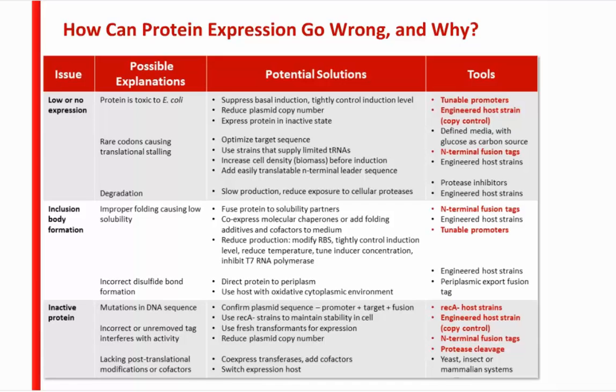So potential solutions are listed there: express protein in an active state and refold it, or you can use strains that supply limited tRNAs.